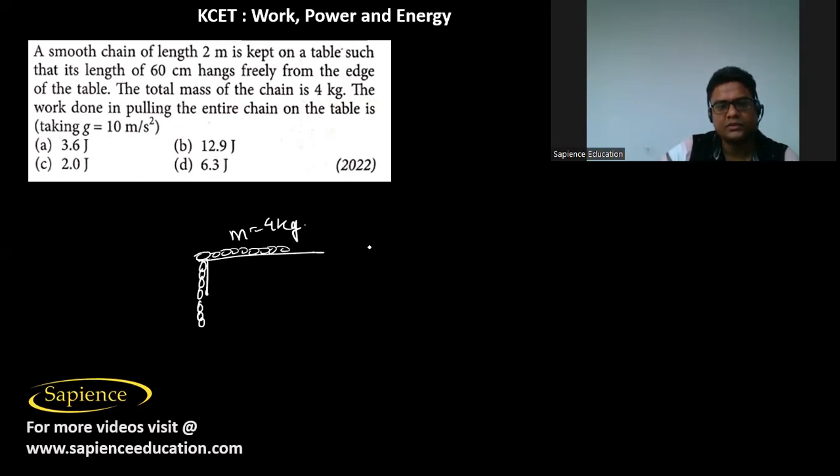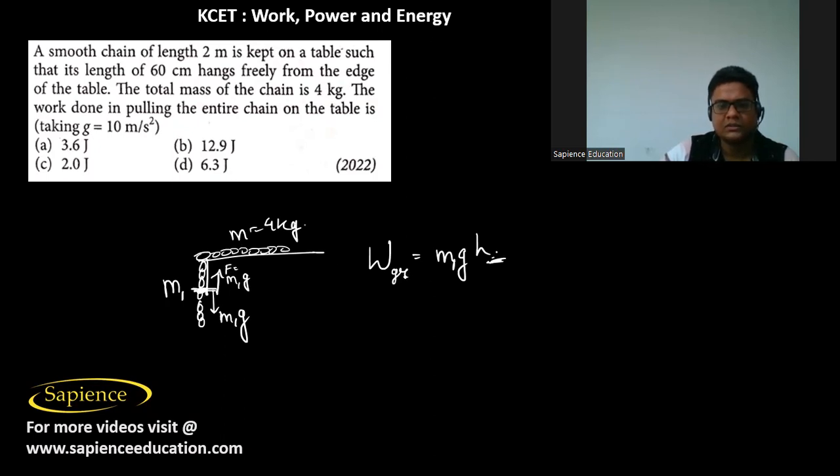So work is done against gravity. Work done against gravity is equal to m1 g into h, where m1 is the mass of the part that is hanging, and h is the increase in the height of the center of mass of this hanging part. m1g will act downwards, so an equal and opposite force, which is also m1g, should be acting so that the chain can be pulled upwards.